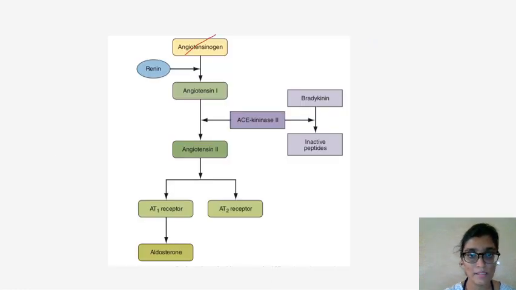Coming to the RAS system, renin will convert angiotensinogen into angiotensin 1, which will get converted to angiotensin 2 in the presence of ACE, which will also convert bradykinin into inactive peptides. Angiotensin 2 will act on angiotensin 1 receptor and angiotensin 2 receptor. Angiotensin 1 receptor is a major receptor responsible for vasoconstriction. It will ultimately activate aldosterone.